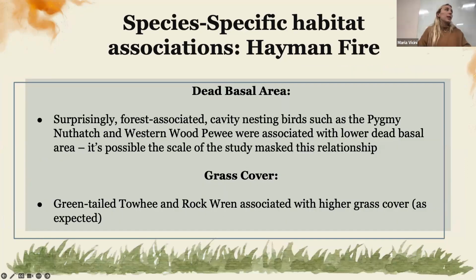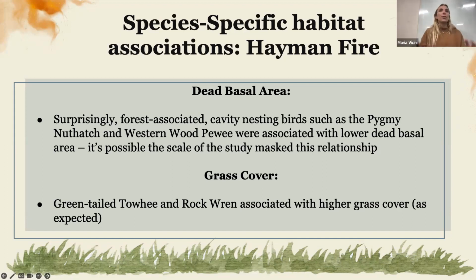For other variables, dead basal area and grass cover, which didn't really have relationships for the Poniel Complex Fire, there were some species relationships at the Hayman Fire. I was surprised, however, that cavity nesting birds, including the pygmy nuthatch and the western wood pewee, were associated with lower dead basal area.